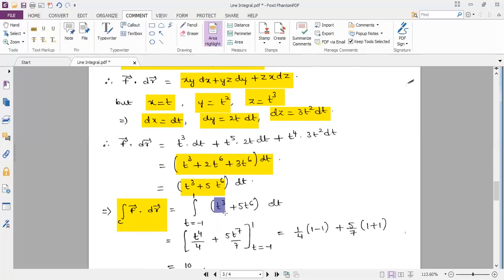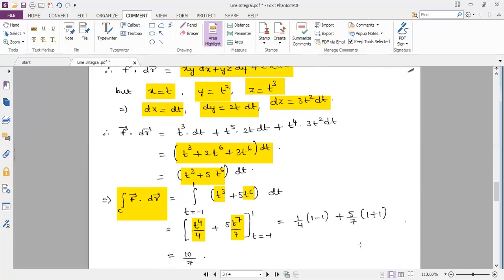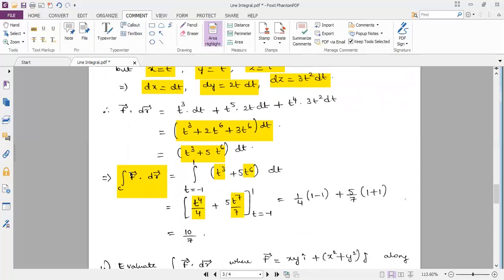Integration of t cube is t power 4 divided by 4. Integration of t power 6 is t power 7 divided by 7, between the limits minus 1 to 1. So we use the upper limit minus lower limit concept. Applying the limits and simplifying, the integral over C of F dot dr is simplified to be 10 by 7.